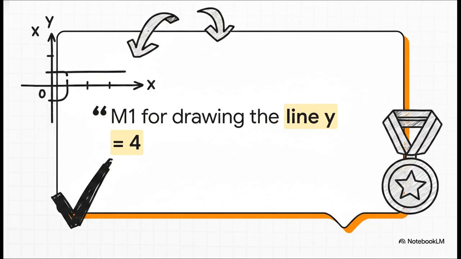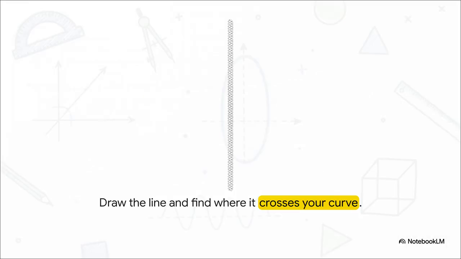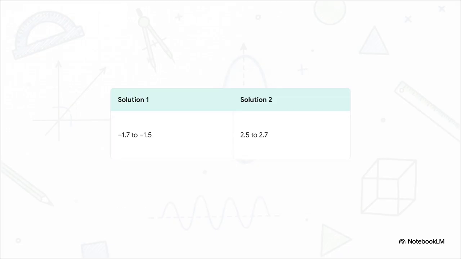How easy is that? Once you've drawn that line, the solutions are simply the x values where your line crosses your curve. You can see here, the line y equals 4 hits our parabola in 2 different spots. All we have to do now is read down from those 2 points to the x-axis to find our answers. Now, reading from our graph, the first solution looks to be about -1.6, and the second one is around 2.6.